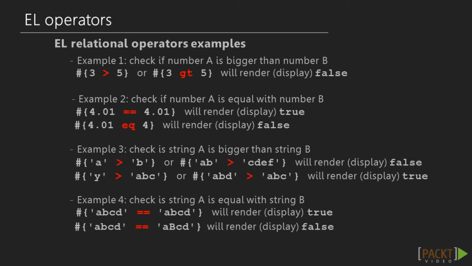Going further, the second example tries to determine if two numbers are equal, and as you can see, EL can distinguish between integers and numbers with decimals. This means that we can perform high precision comparisons using numbers. From the third example, we can easily conclude that EL compares strings in an alphabetical manner, not based on the strings' length. The last example reveals that two strings are equal if they contain the exact same characters. Notice that the comparison is case sensitive.